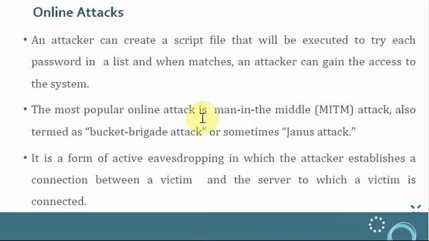The most popular online attack is called man in the middle. It can also be called bucket brigade, or sometimes Janus attack. It is a form of active eavesdropping in which the attacker establishes a connection between the victim, that is the target, and the server to which the target is connected. A connection is established over there.